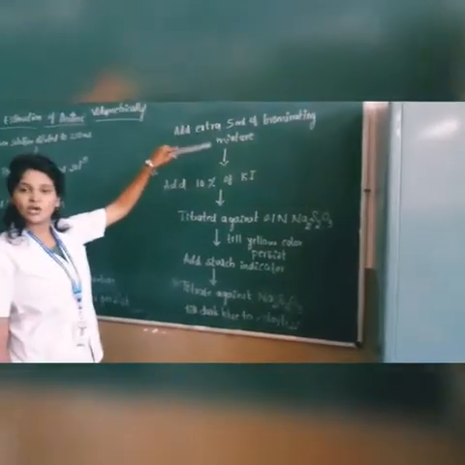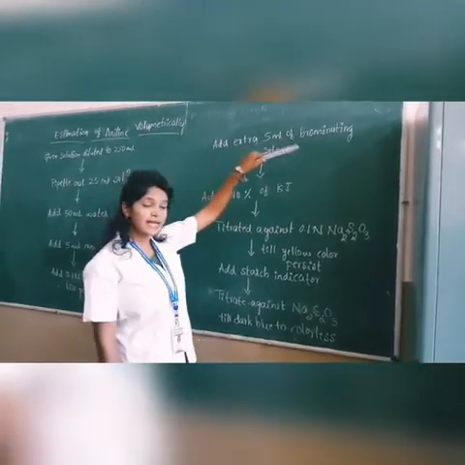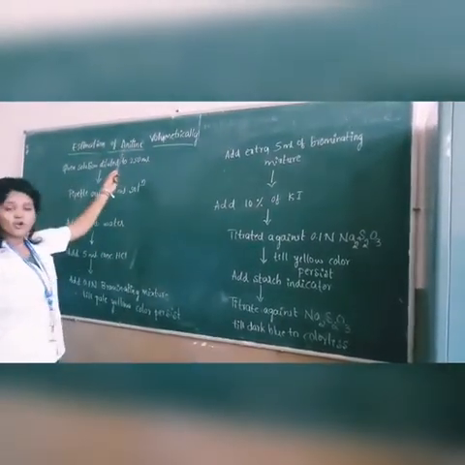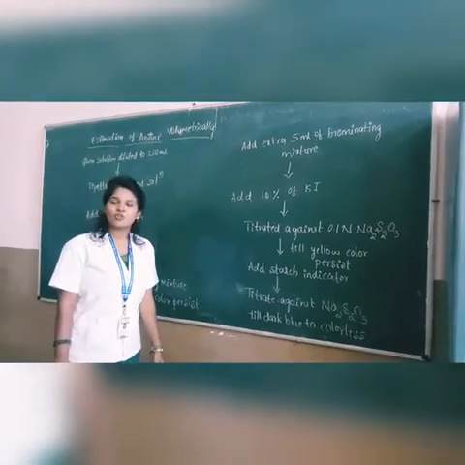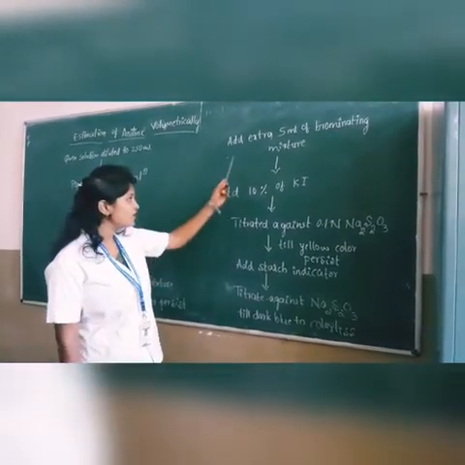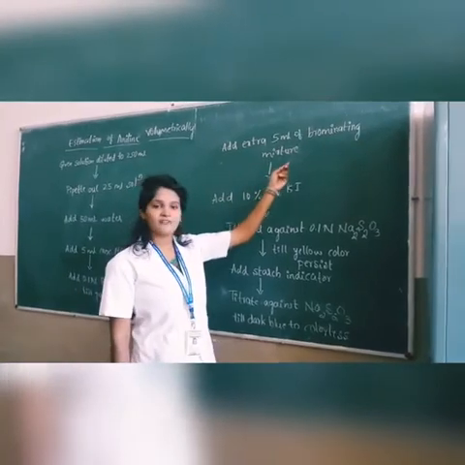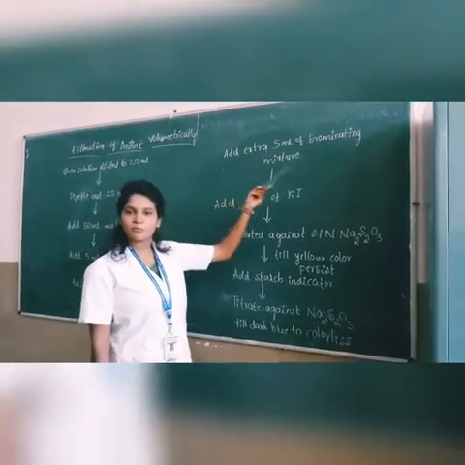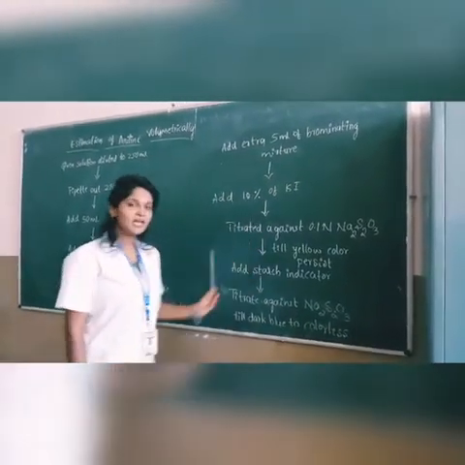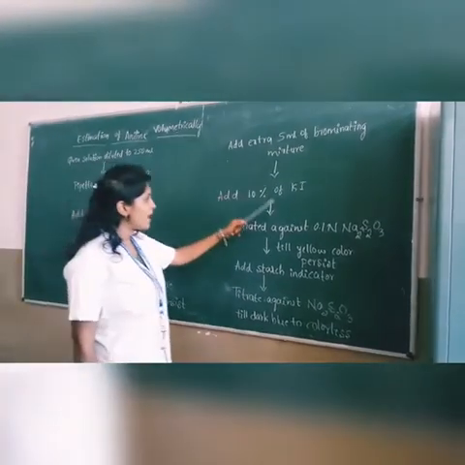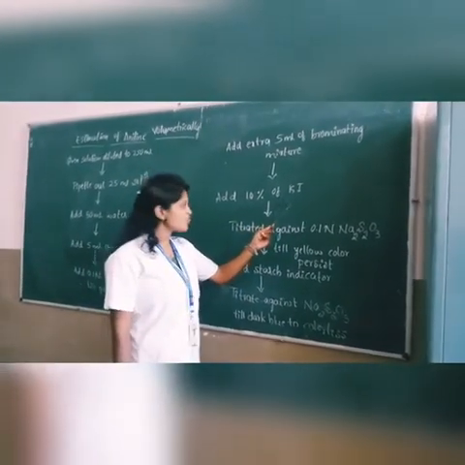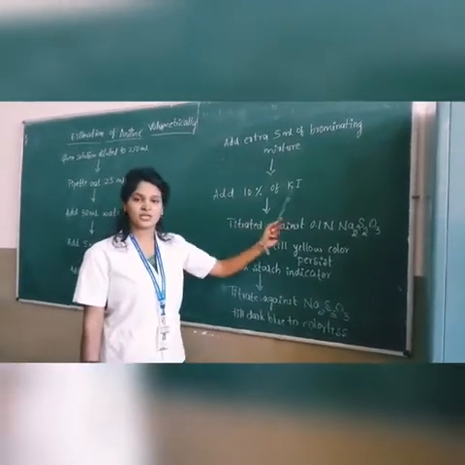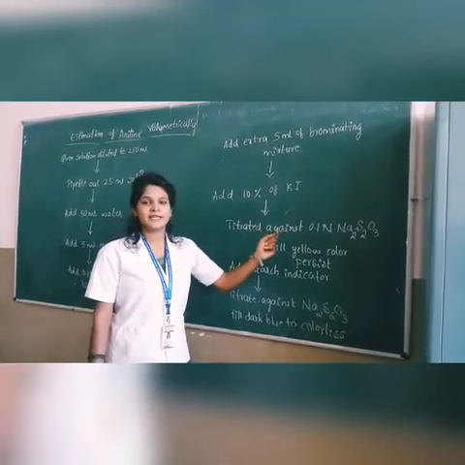After the pale yellow color appears, we again add 5 ml more of the brominating mixture, because 1 mole of aniline consumes 3 moles of bromine. That's why, for the reaction, we add 5 ml more brominating mixture to that solution. After the addition of the brominating mixture, the solution color will be pale yellow. Then we add 10% KI solution to that solution. After the addition of the KI solution, the solution color will be reddish brown.